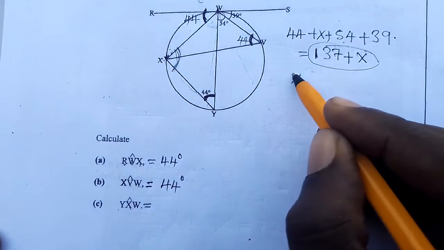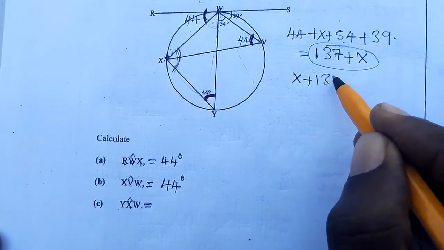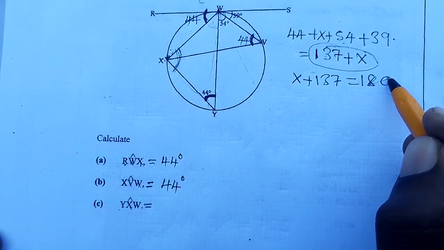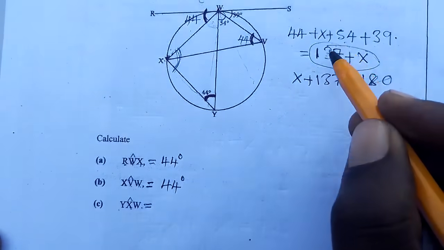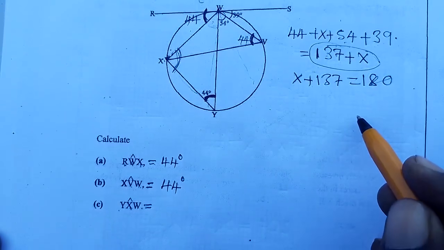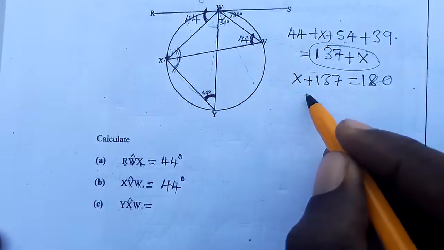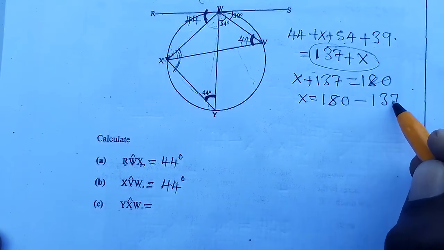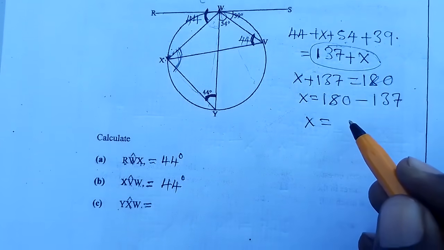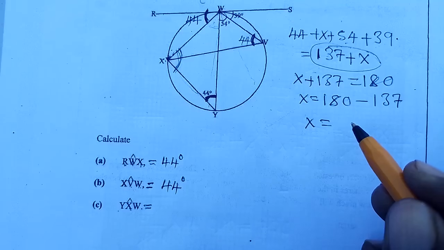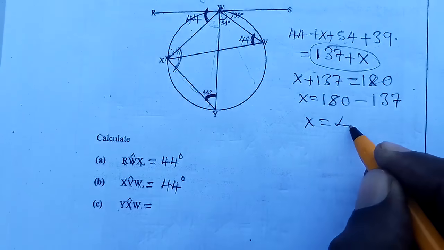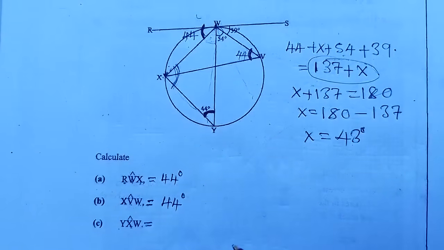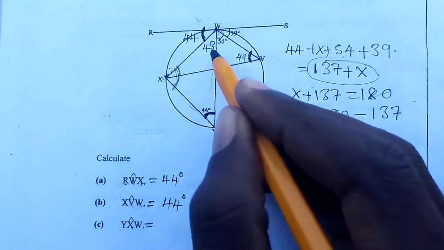So you say x plus 137 is equal to what? 180. Have you seen? To get this answer, you get to 180. Which means that x is equal to 180 minus 137. What answer are you going to get there? When you subtract, you're going to get 43. This is what you are going to get, 43. So which means that there you've got 43.